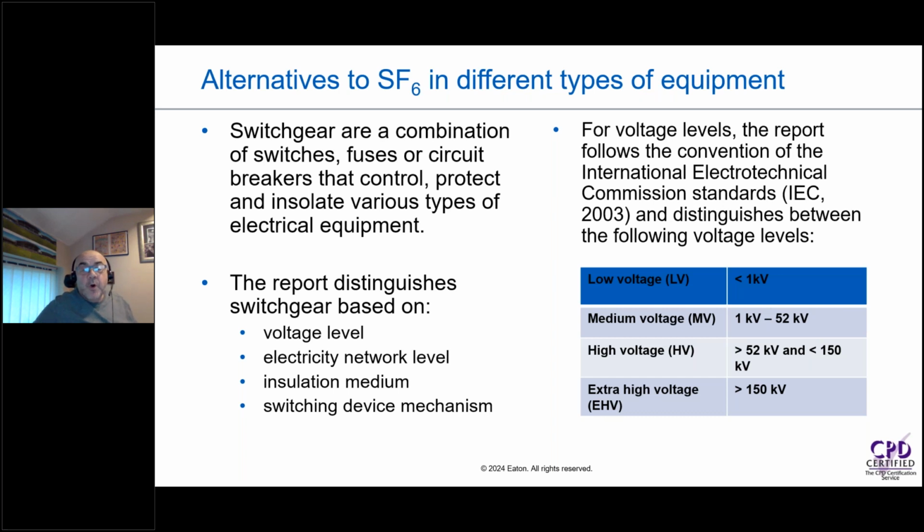And for voltage levels, the report follows the convention of IEC, which varies slightly from what we see in the UK. So low voltage, I think everybody agrees, is for voltages up to 1000 volts AC. In the IEC world, they use the terminology of medium voltage for voltages between 1000 volts and 52,000 volts. In the UK, we would probably call this HV if you look within the regs. In the IEC world, HV is actually voltages from 52 kV up to 150 kV, and EHV, or extra high voltage, in the IEC world is for systems above 150 kV.